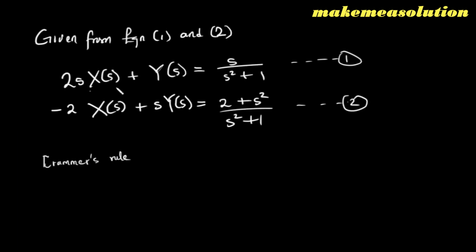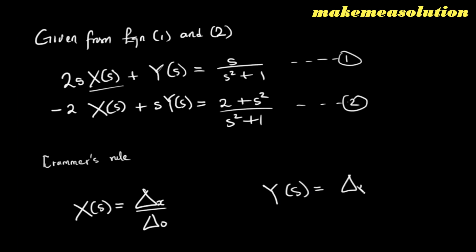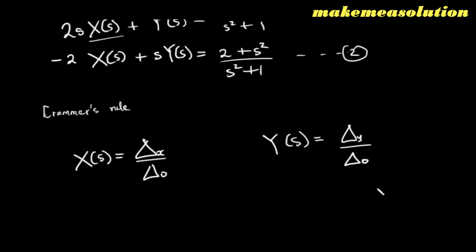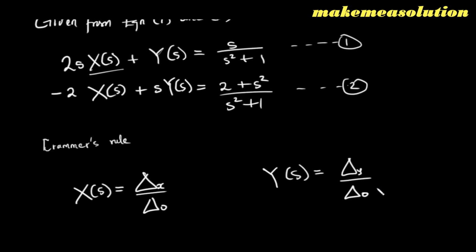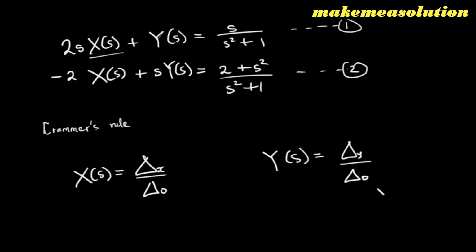So if I want to find my x of s, I can call it delta x over delta naught. And similarly, my y of s, I can call it delta y over delta naught. Okay, so this method will save you a lot of stress and potential mistakes. So this is how easy finding x of s is.